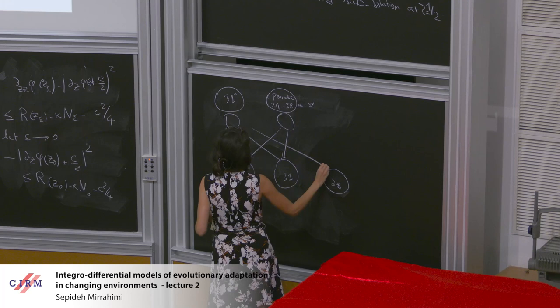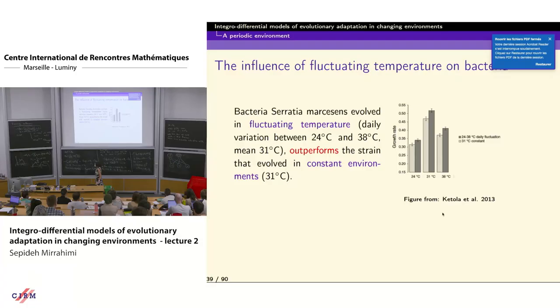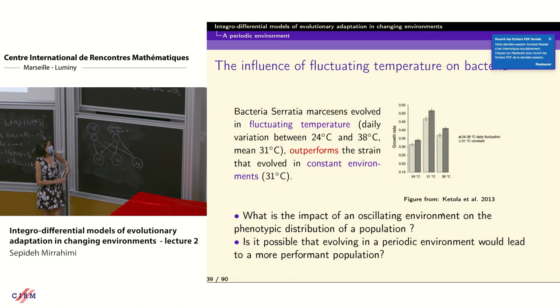And they measured their growth rates, each of the populations. And they saw that the population that had evolved in the periodic environment was more performant than the population that had evolved in the constant environment, even at the temperature 31, which was the original temperature environment of this population.